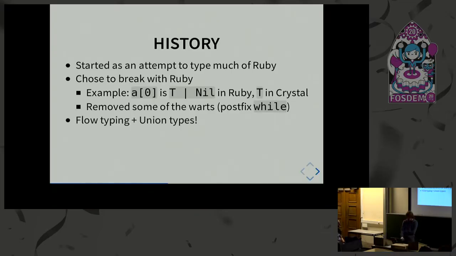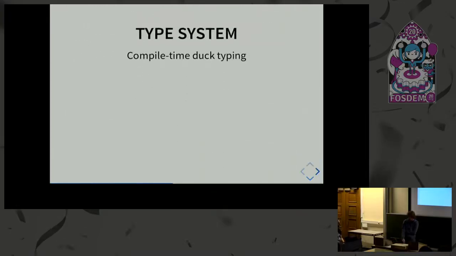So we've also got flow typing and union types. And it's quite easy to create beautiful DSLs in Crystal. And we don't have any holes. Everything is completely typed. There's no escape hatch into not being able to type something. You can trust the type system completely because you can't escape from it. So we're going to go over a few examples of the type system.